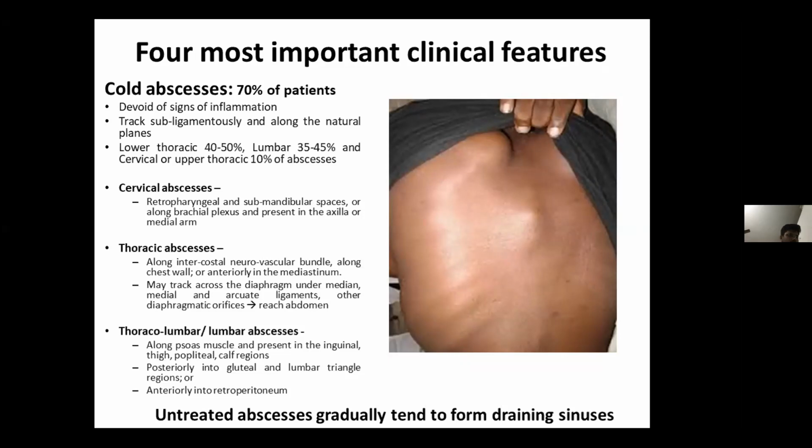The thoracolumbar or the lumbar abscesses tend to track along the psoas muscle, and they may present in the inguinal region, the thigh, the popliteal region, or the calf. Or they can present as gluteal or lumbar abscesses. They can even present in the retroperitoneum. So when these abscesses are not treated, they tend to present as chronic draining sinuses.